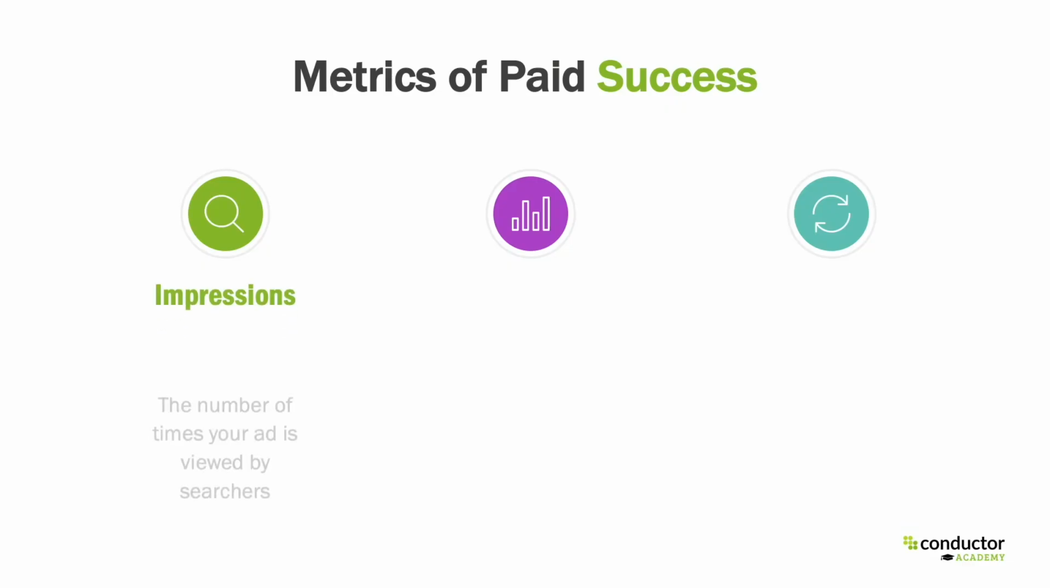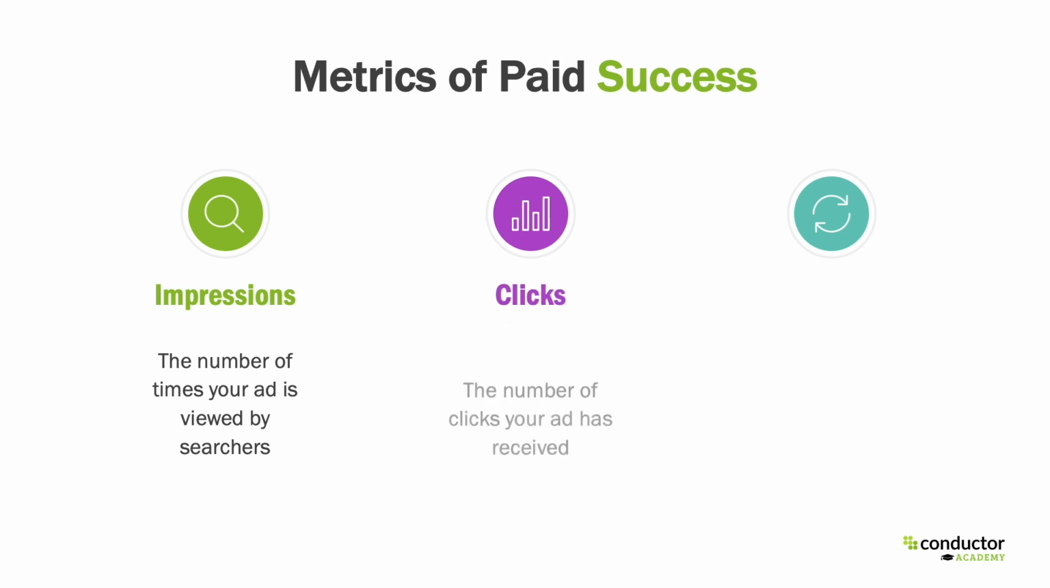One is impressions, also called a view or ad view. This refers to when an ad is viewed by a searcher. This is determined by the number of times that page is located and loaded. You can monitor this and many of these metrics in Google Analytics.